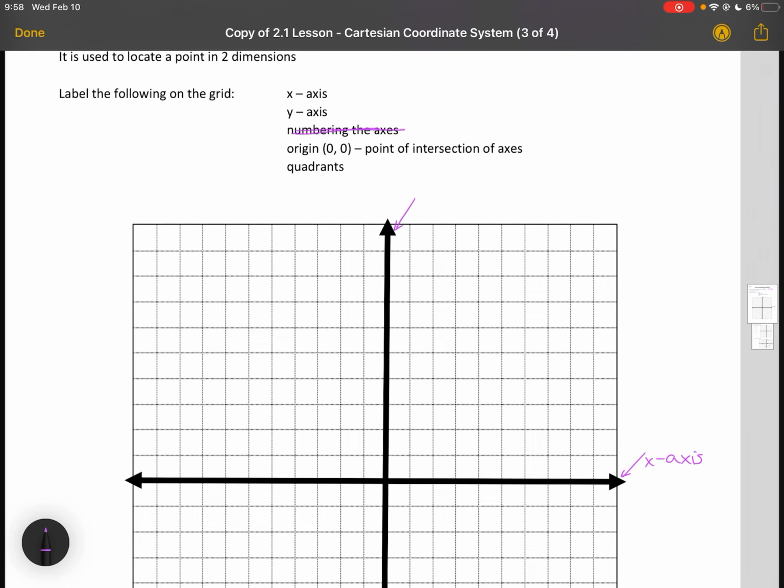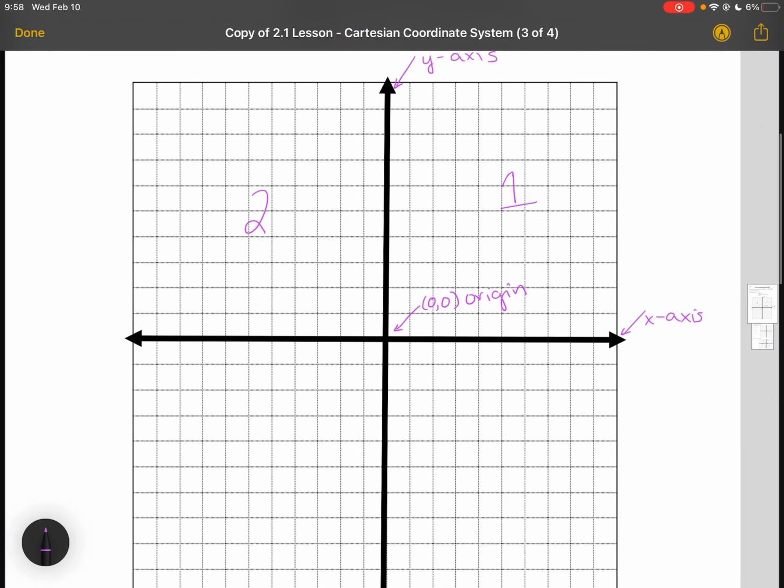So here we have the x-axis, our horizontal one. Our y-axis is the vertical one. Our origin is right here. This is 0, 0, the point of intersection of the axes, and then the quadrants. This one is quadrant 1, quadrant 2, quadrant 3, and quadrant 4.